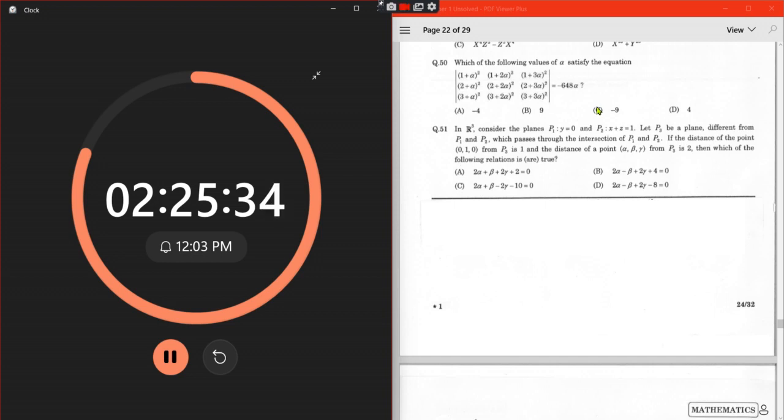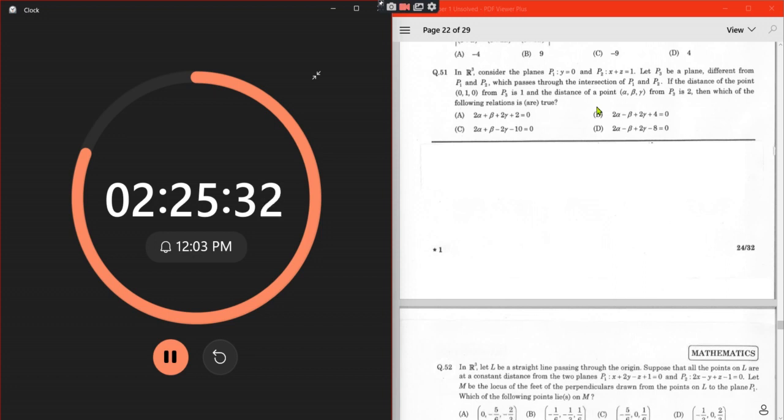So 51 is in R cube. Consider this plane and that plane. Let P3 be the plane different from P1, P2, which passes through the intersection of P1, P2. P1 एक plane है, P2 एक plane है, P3 भी plane different from P1, P2, which passes through the intersection of these. अच्छा, समझा, तो ये भी सही है for that plane, right?